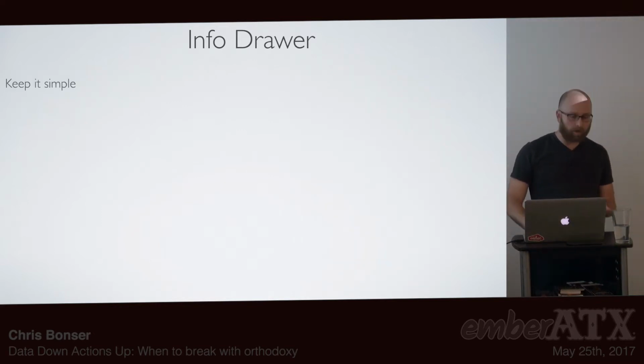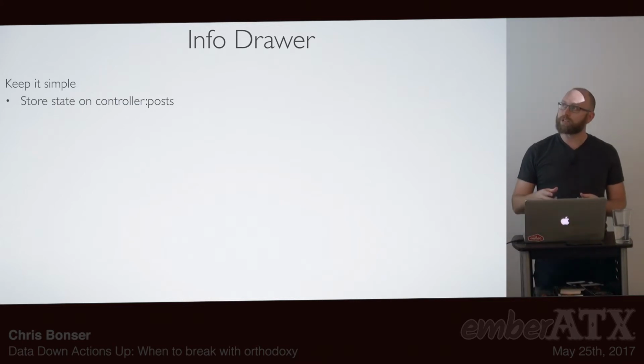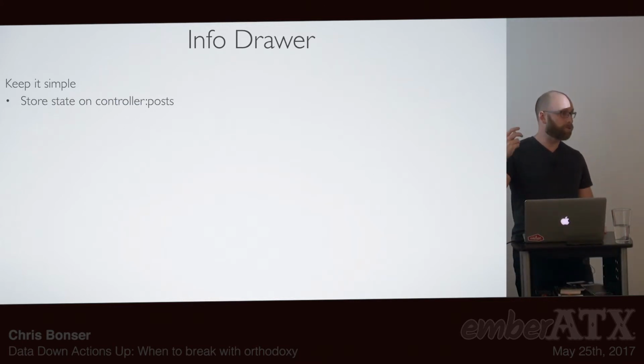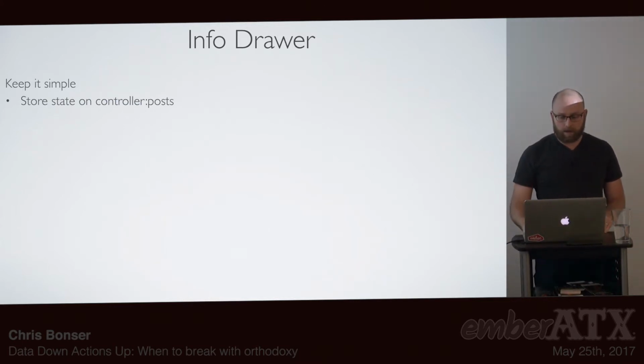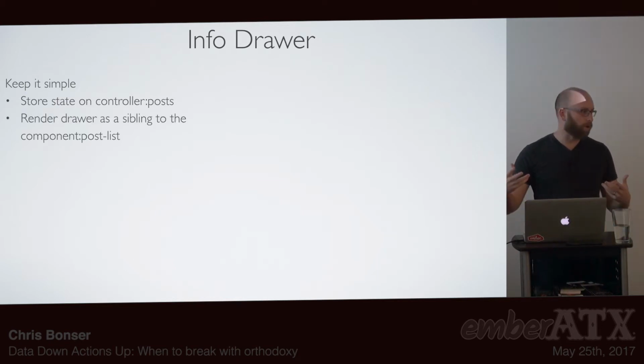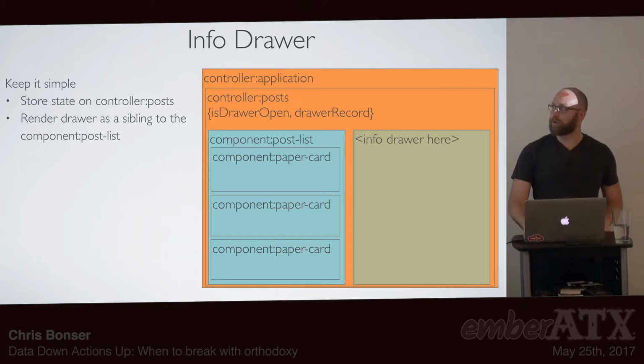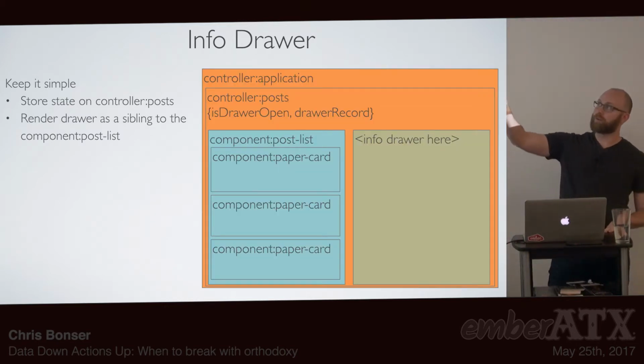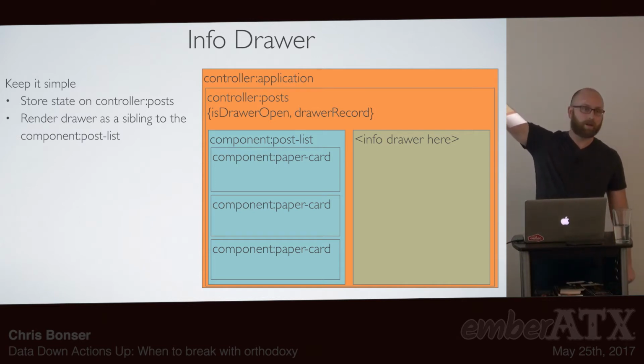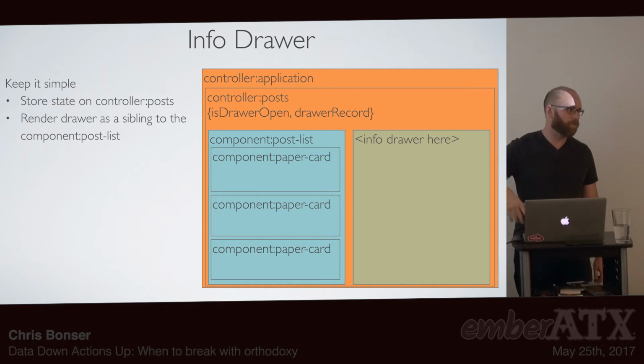We should just keep it simple. So for now, we'll just store the state on that post controller. And then we'll render the drawer in the post template alongside the list. We'll just keep it really simple. So to update our drawing, it looks like this, right? In the post controller, we've got our couple bits of state, and then we're just going to render in the template here this info drawer, as simple as we can do it.